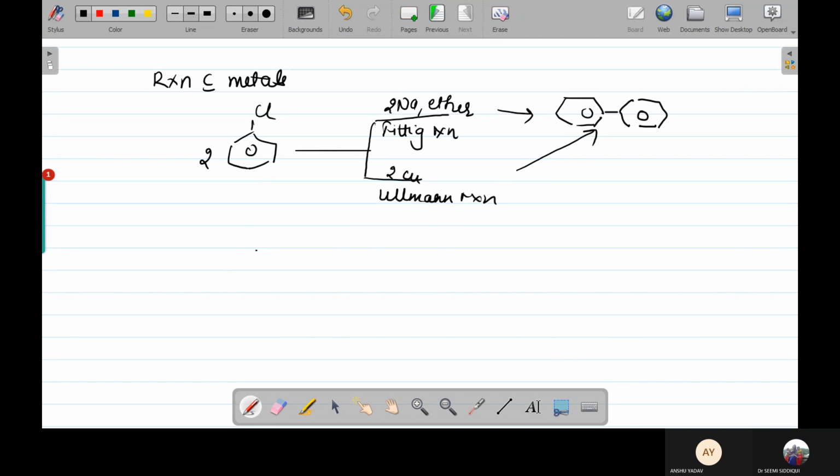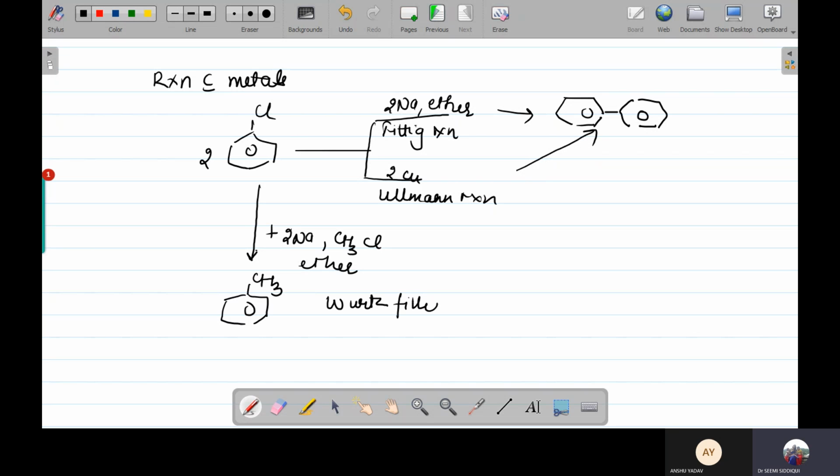Another thing, if you take this chlorobenzene, make it react with 2 molecules of sodium in the presence of CH3Cl and ether, so what is going to happen? You are going to get toluene. Then this particular reaction will be called the Wurtz-Fittig reaction.